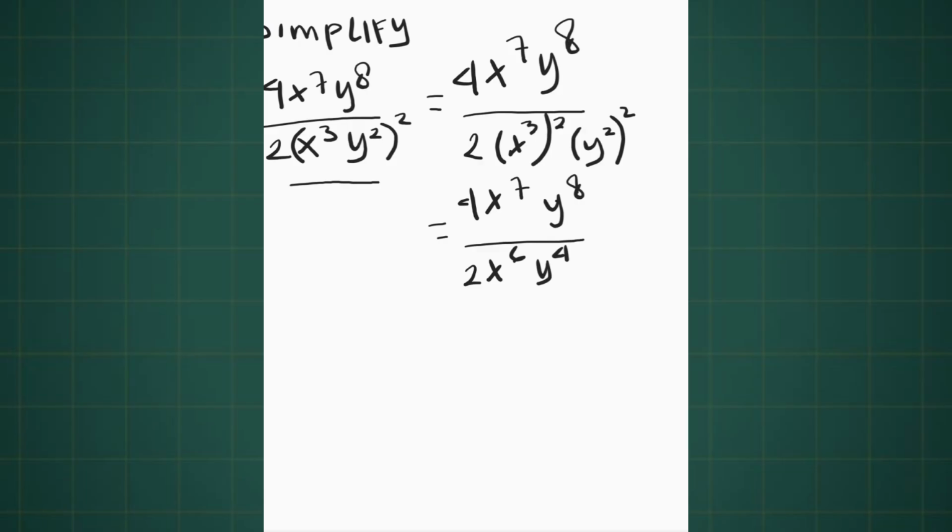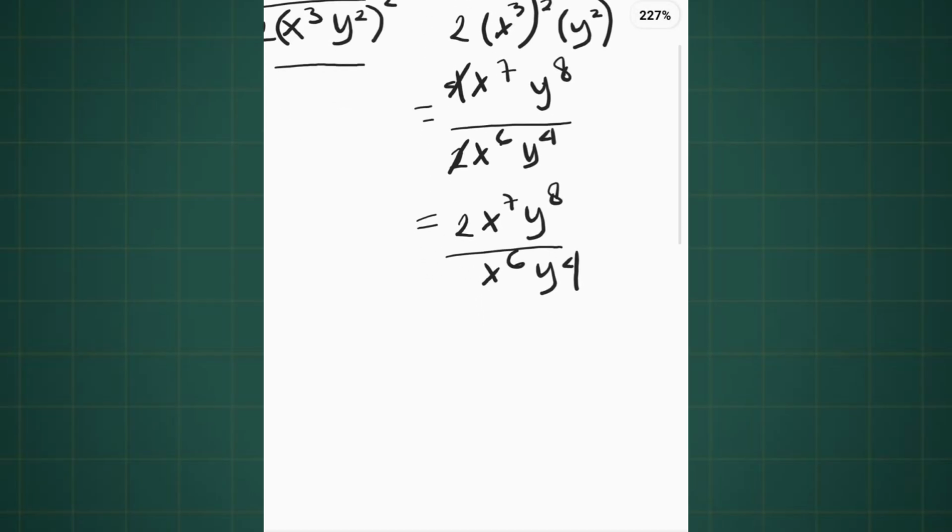Step 2, we must divide the coefficient. We divide 4 and 2, we divide by 2. So 2x to the power of 7 y to the power of 8 over x to the power of 6 y to the power of 4.